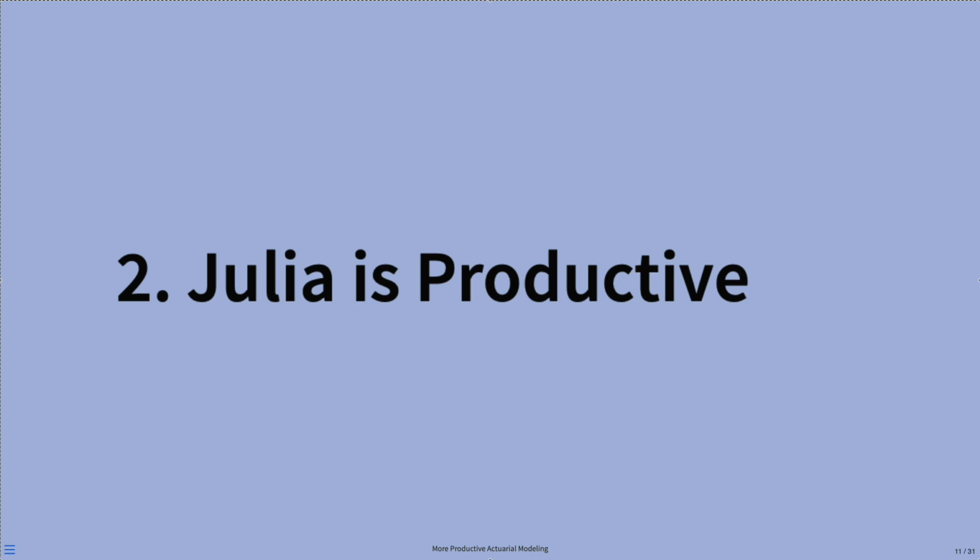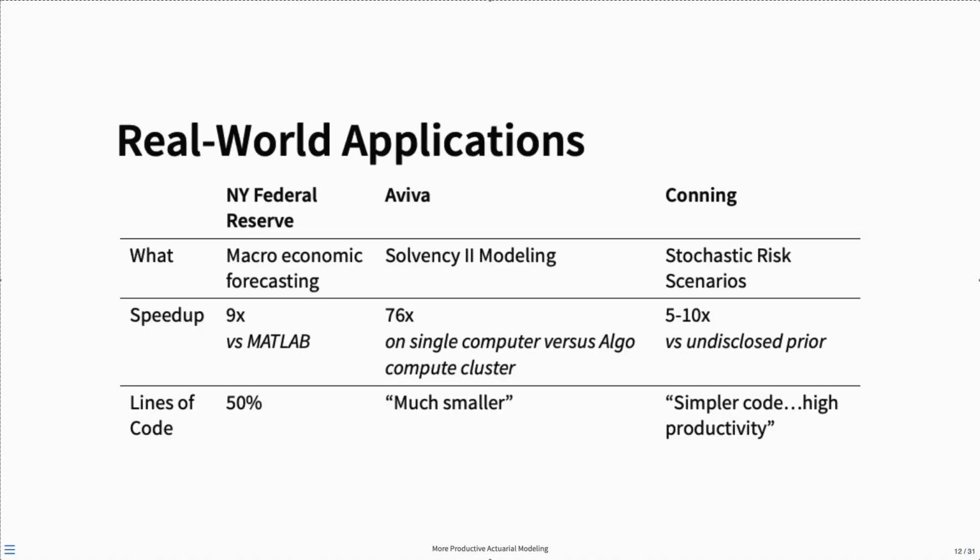And I'll lead with a few test cases from the real world. The New York Federal Reserve rewrote their macroeconomic forecasting model and saw, depending on the part of the code, somewhere between an order of magnitude and 2 orders of magnitude of speed up. They found that the amount of code that they had to write was reduced by about half, which means that there's less code surface to have to maintain, and that's a result of Julia being more expressive and having ways to implement problems in a way that is more concise and readable to the user.